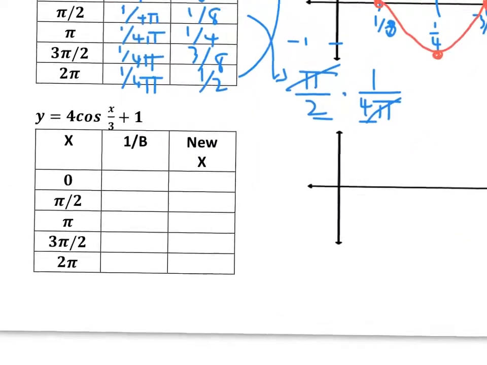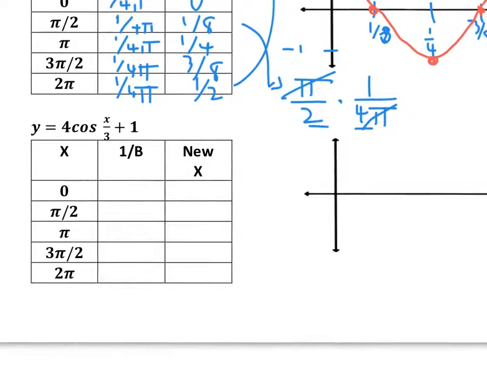Okay? So, for example, let's start with this. What's the amplitude? 4. So that means if nothing else was going on, then it would go up to 4 and down to -4. But because of the +1, what is it now going to go up to? 5 and down to -3.